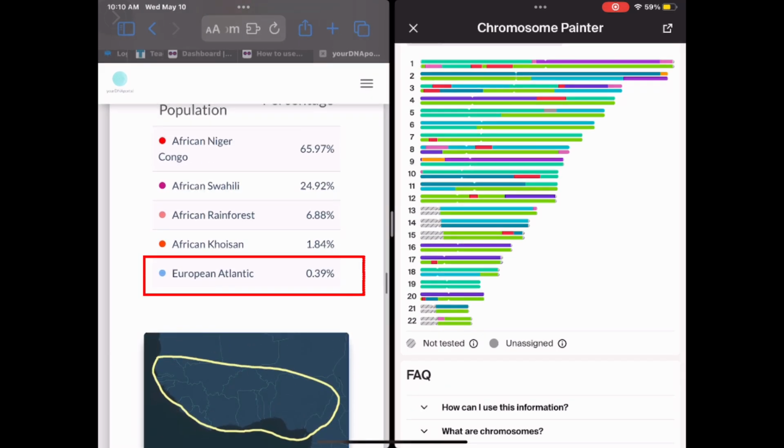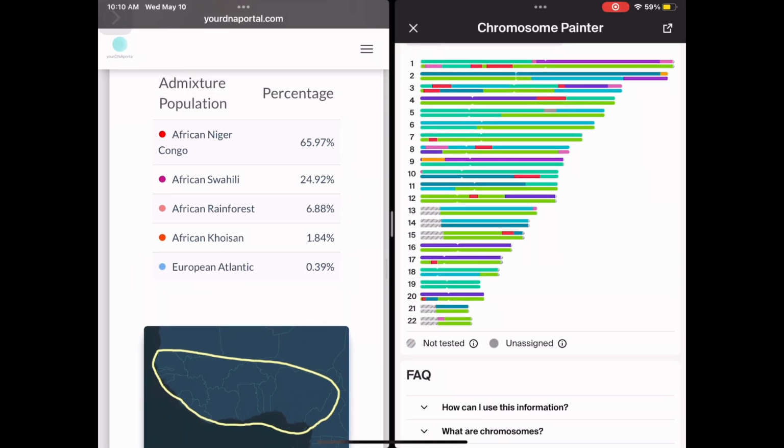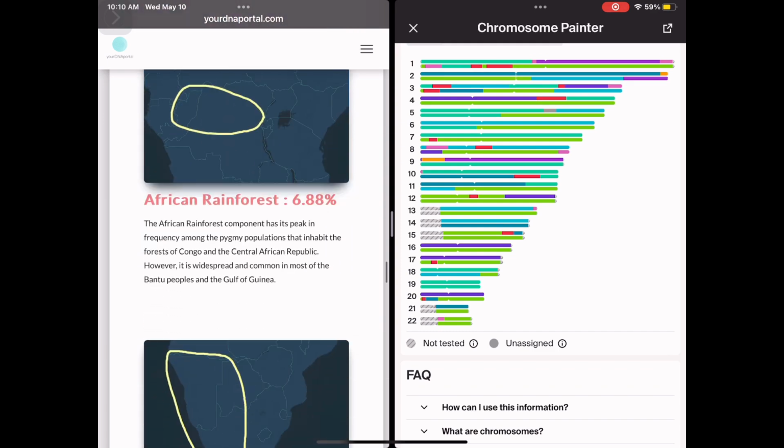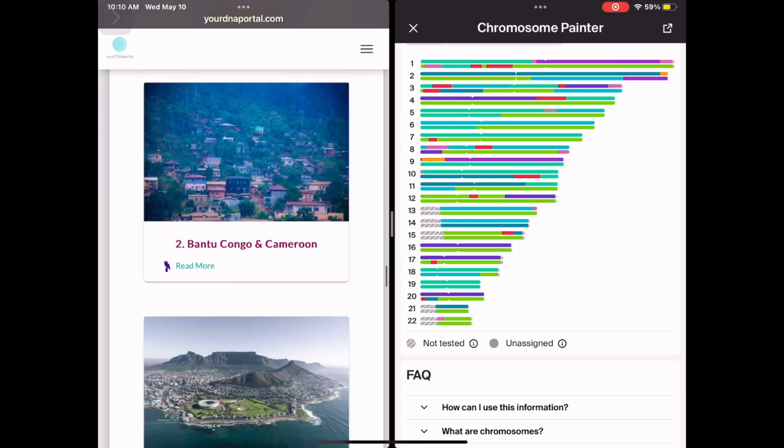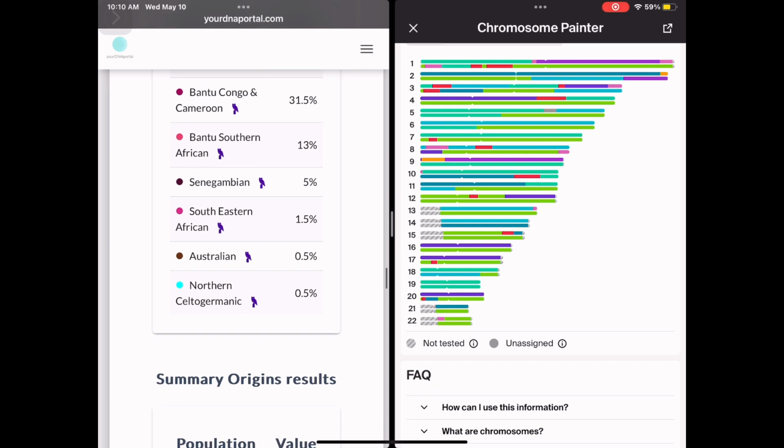Chromosome 13 shows European Atlantic at 0.39%. And then in-depth origin shows Australian and Northern Celto-Germanic or Celto-Germanic at 0.5%.